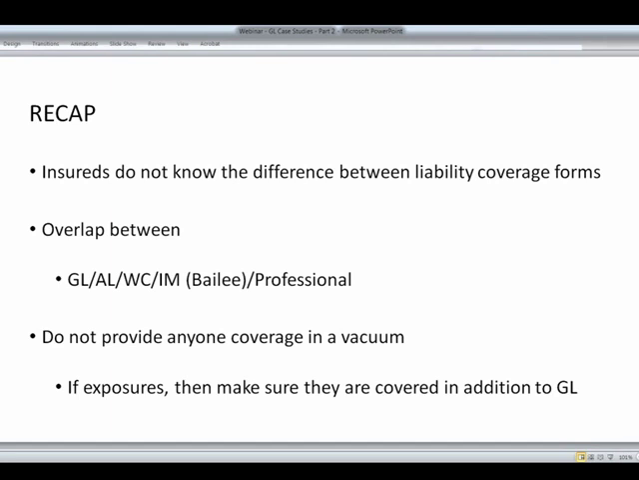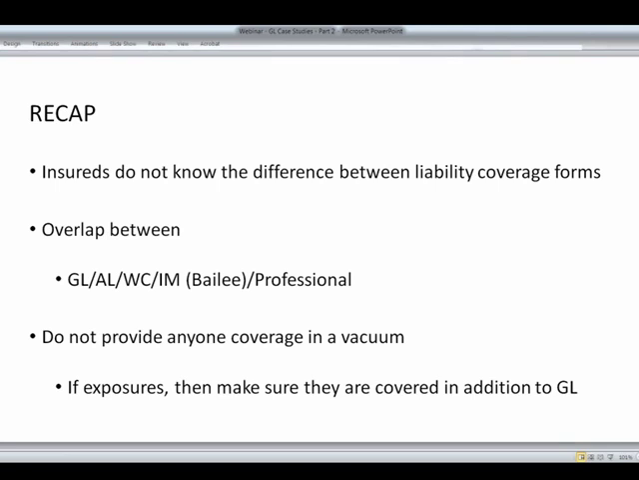In part one, we made sure that we would understand how the different insurers know the difference between liability coverages, and the statement I made was that they really don't know. They just say, here I am, cover my assets. There is an overlapping in the protection of insurers from liability claims or liability exposures from the GL, the auto, the work comp, inland marine, which is a bailee policy, which is a cargo policy, and professional liability.